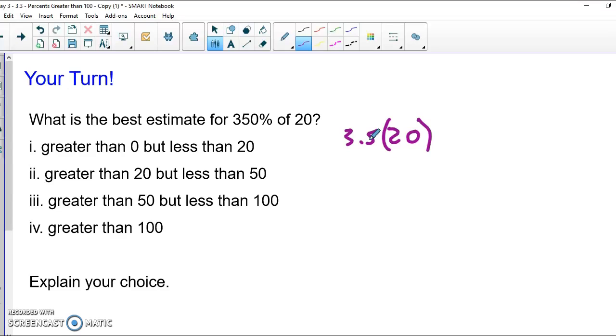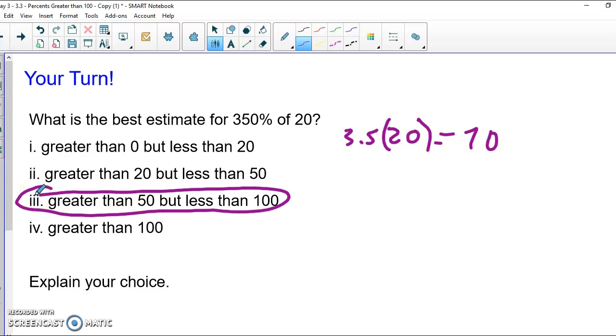Well, I know that that would be similar to 35 times 20, which if I double 3.5, that gives me 7. So I can use that mental math strategy to help me figure out that this would be 70. So just kind of estimating in my head, if it's 3.5 times as big as 100%, then it's definitely going to be greater than 50, but less than 100.